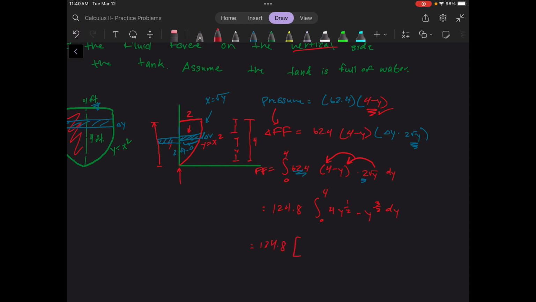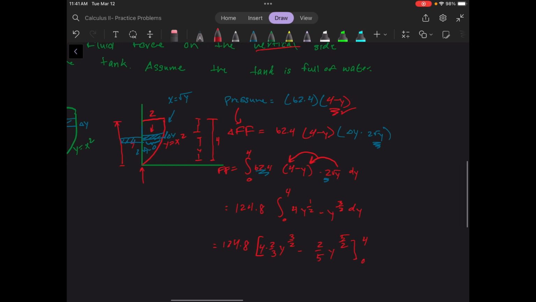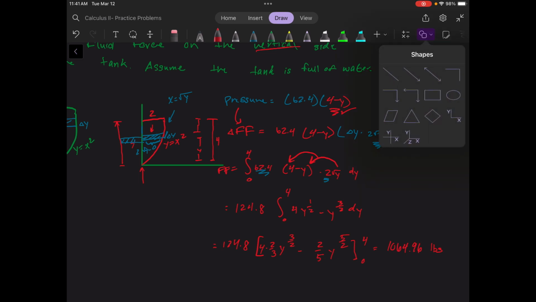124.8, integrate 4y to the 1/2. So you add 1 to the exponent and divide by that new number. We still have that 4. Add 1 to this exponent, and divide by that new number. And then finally evaluate at 4 and 0. You can plug all of this into your calculator. I'm going to skip that part and just say that this answer is equal to 1064.96. What are the units on it? Pounds, because we are in the customary system.